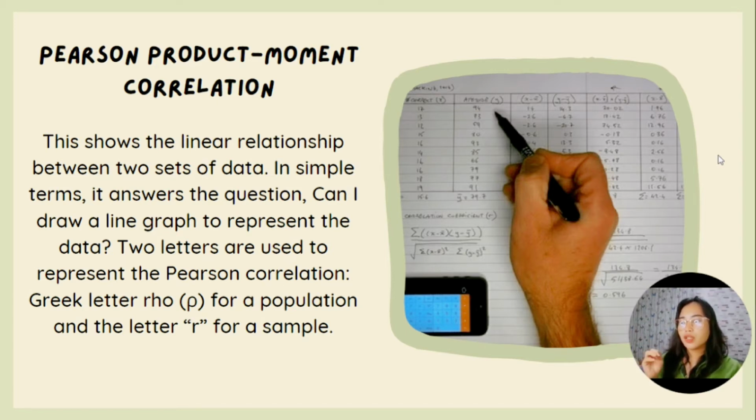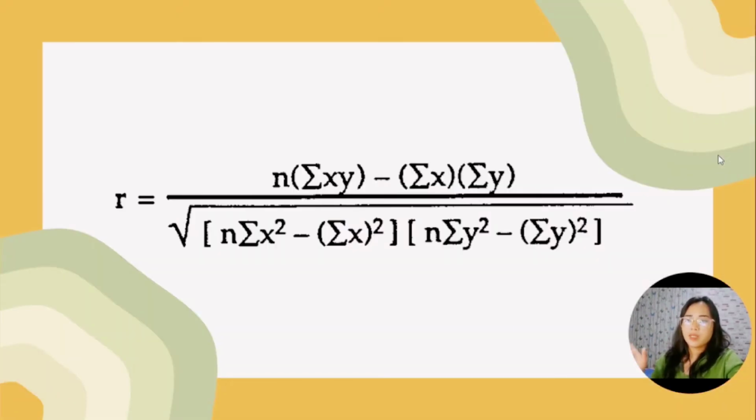Two letters are used to represent the Pearson correlation. The Greek letter rho, written as ρ, is used for a population, and the letter r for a sample. But in this case, we are using the Pearson product moment correlation r. So when is the Pearson product moment correlation coefficient used?